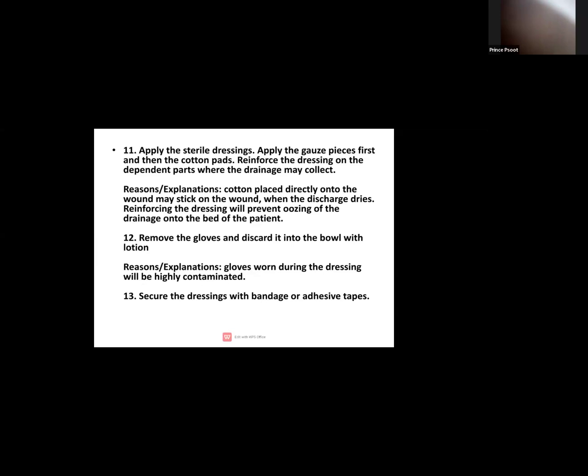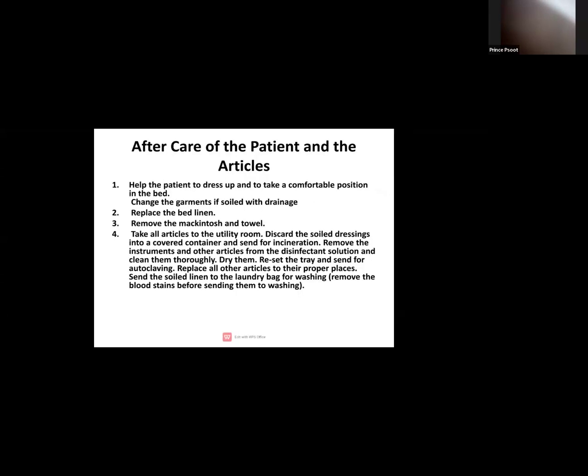When the discharge dries up, reinforcing the dressing will prevent oozing of the drainage into the bed of the patient. Then you can remove your gloves and discard them into the bowl with the lotion. The reason for doing this is that gloves worn during the dressing might be highly contaminated. So you can secure your dressing with a bandage or with adhesive tapes.